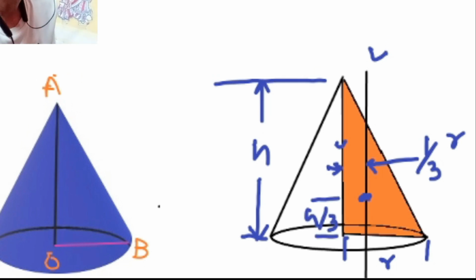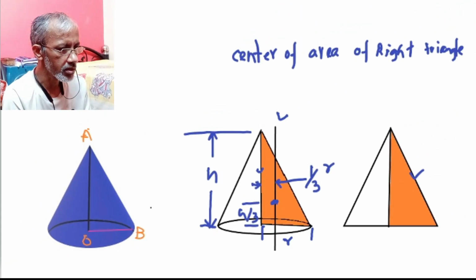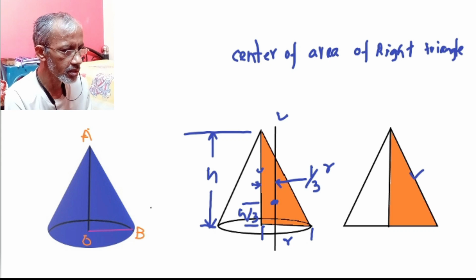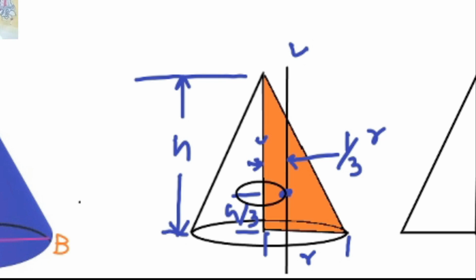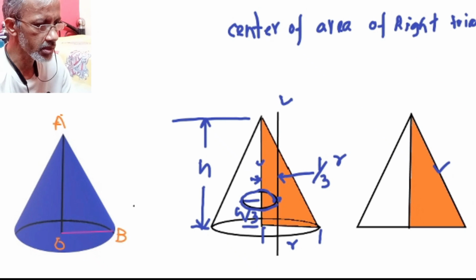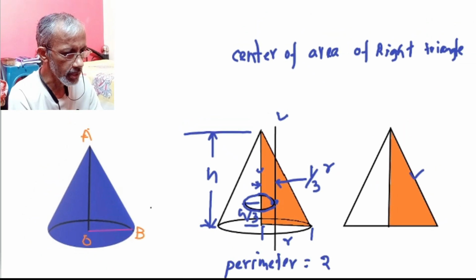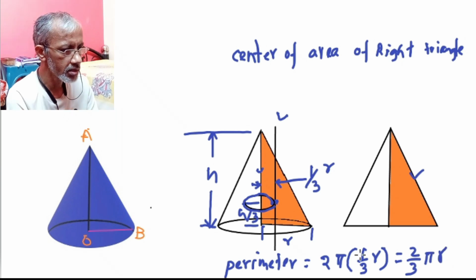So in this way, you can see that the curvilinear distance the right angle triangle has to cover is the perimeter of such a circle, the radius of which is 1/3 of the radius of the cone. So the circle is this one, and the perimeter of the circle will be 2 pi into the radius of the circle, that is 1/3 of r, that is equal to 2/3 pi r. Now let's see what would be the volume of the cone.